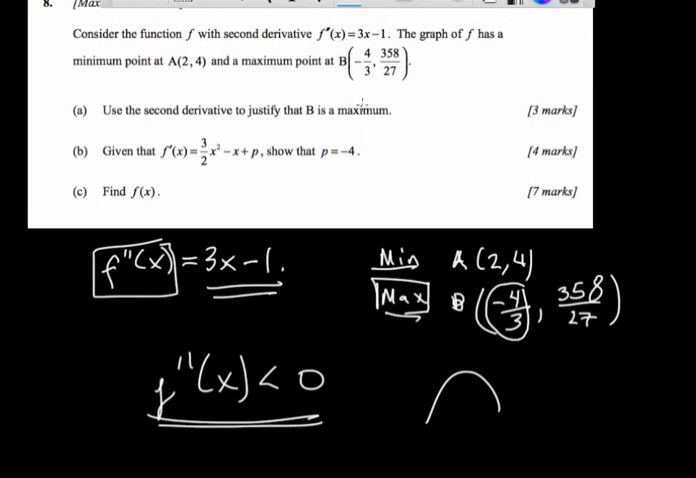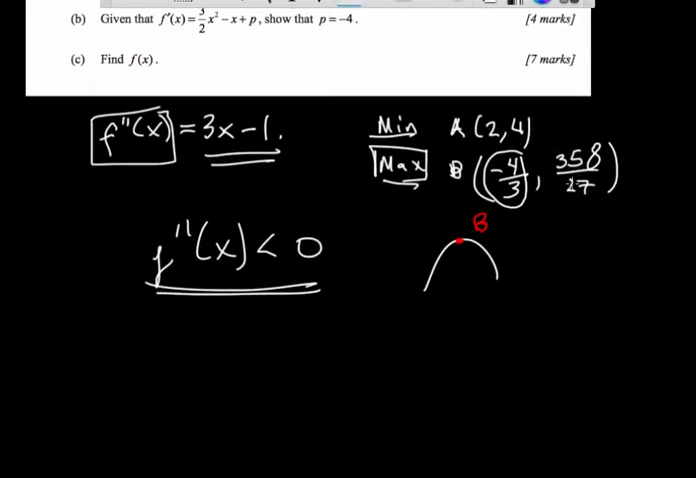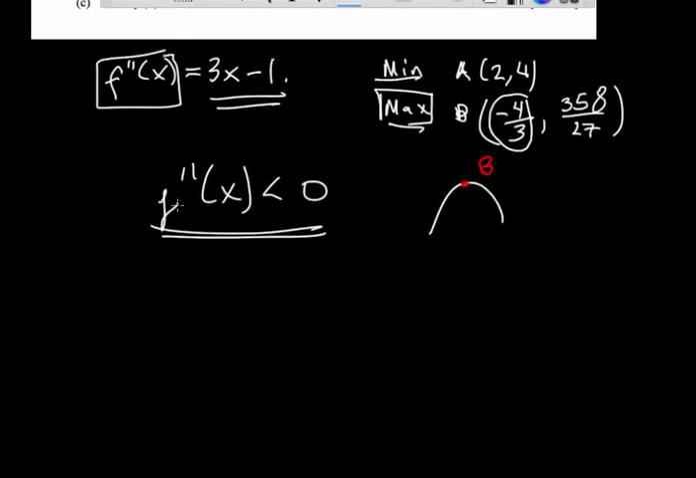Notice that they've told us already that these are turning points. So this is a minimum here and this is a maximum, right? They've already told us that. So we know that B is a turning point already. So if B is a turning point, for it to be a maximum and not a minimum, this needs to be negative. So let's try that now.